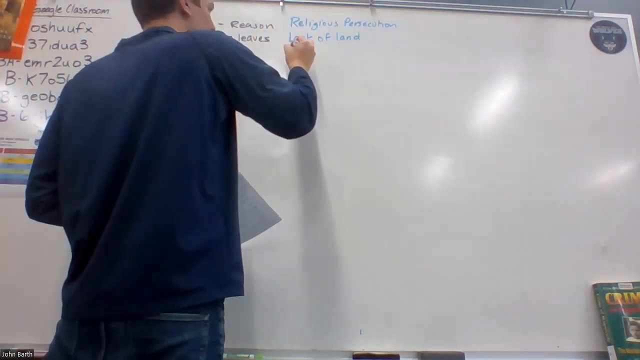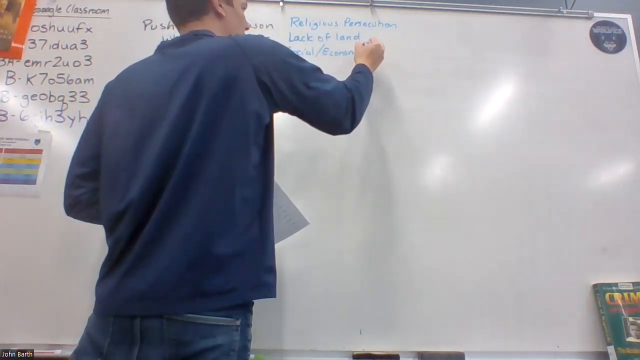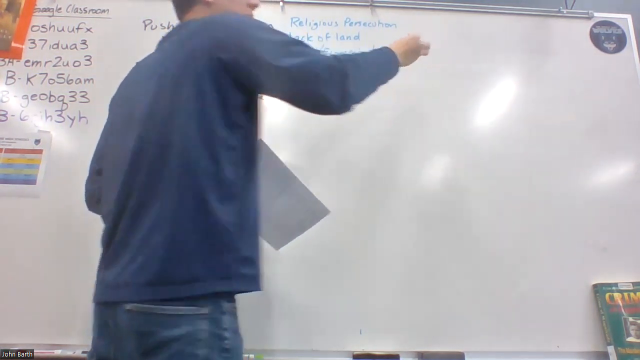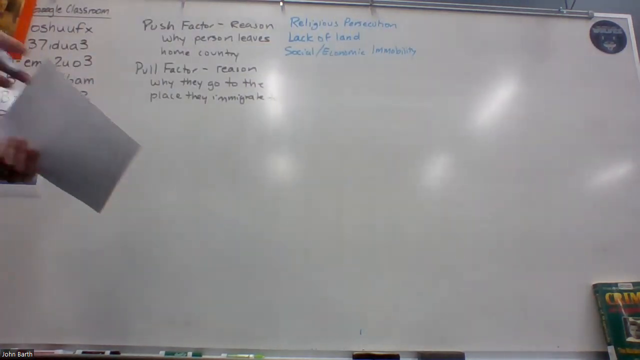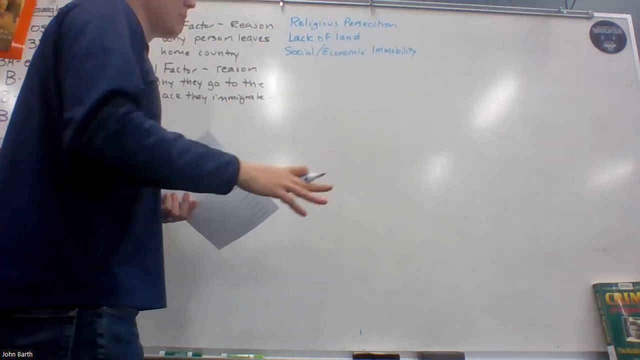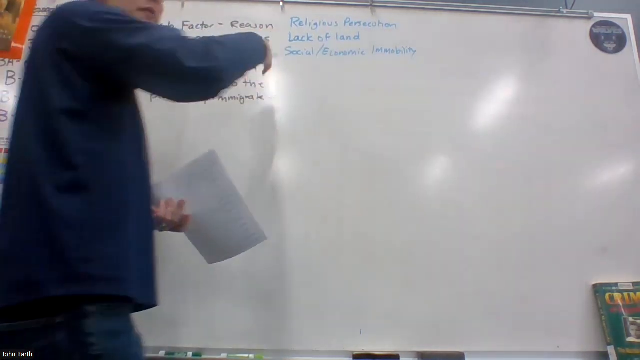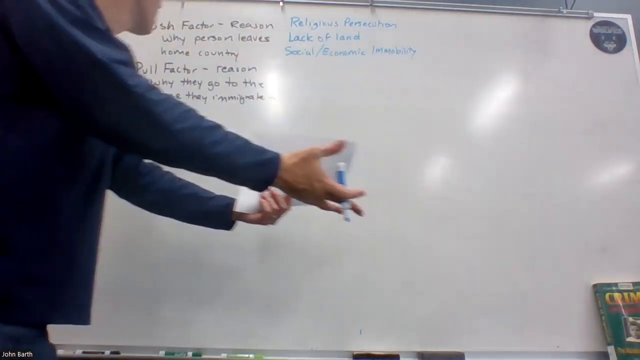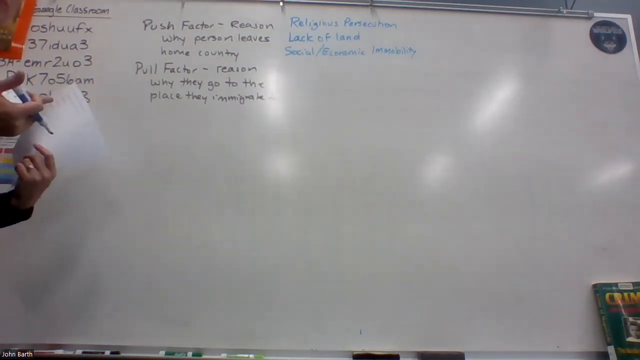That's also called social economic immobility, meaning if you're born poor, you're going to be poor your whole life. If you're on the bottom part of society, you're going to be there your whole life. So you're kind of stuck wherever you're at. Okay, so if that's the reason why people are being pushed, what are some reasons why people are pulled to the Americas?